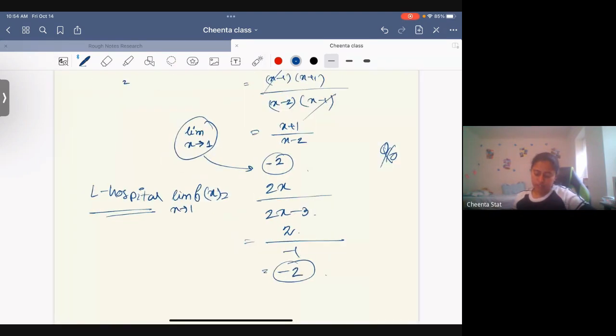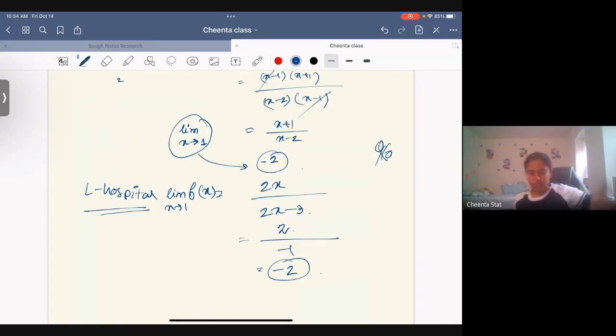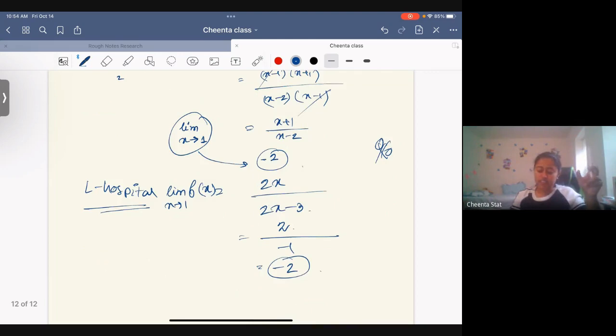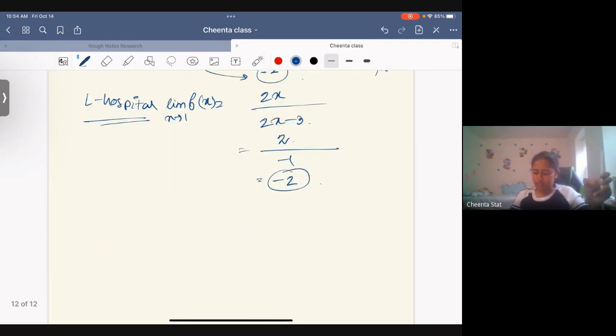So first, if you want to find a limit in a bigger problem in a shorter way, then first try to factorize it. If you can't, then go for L'Hospital. Okay.